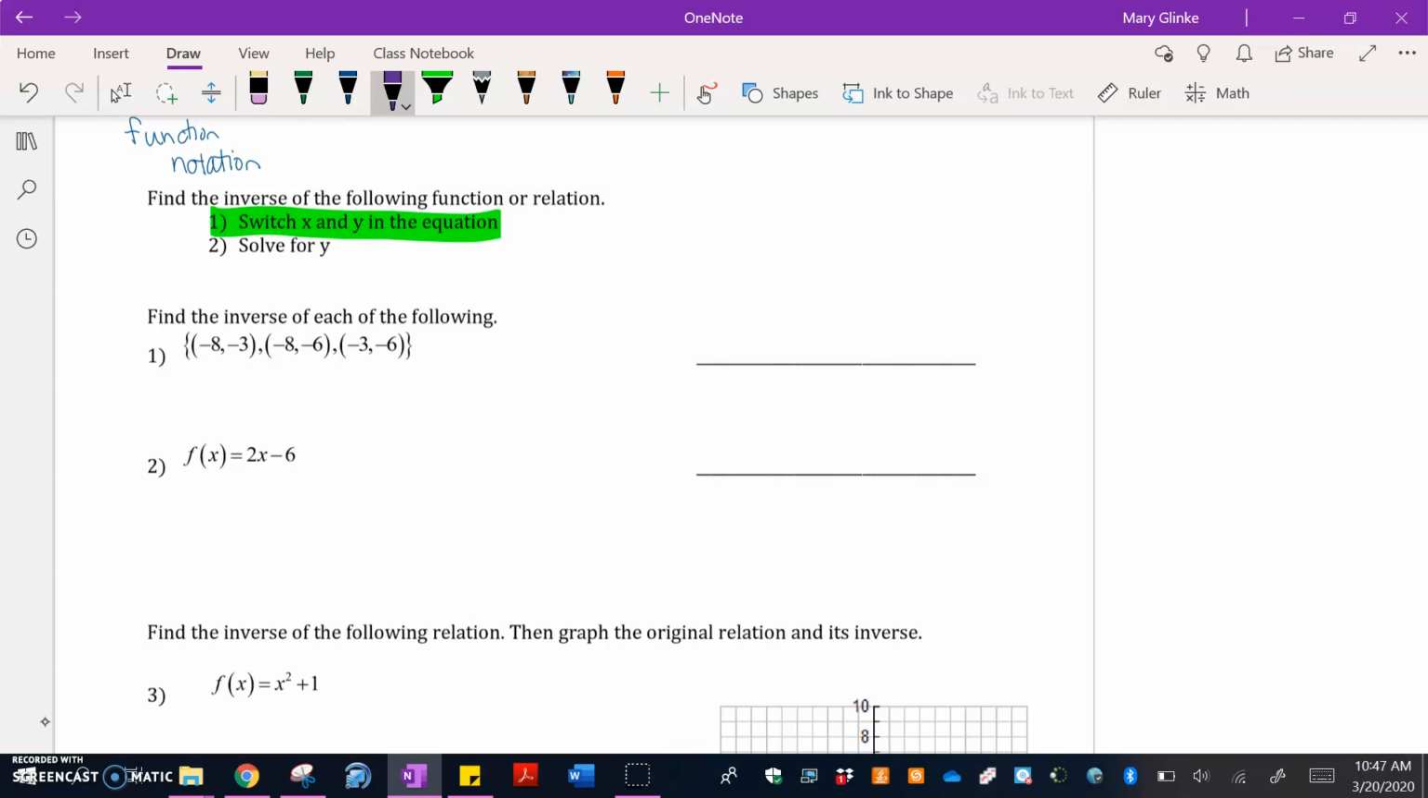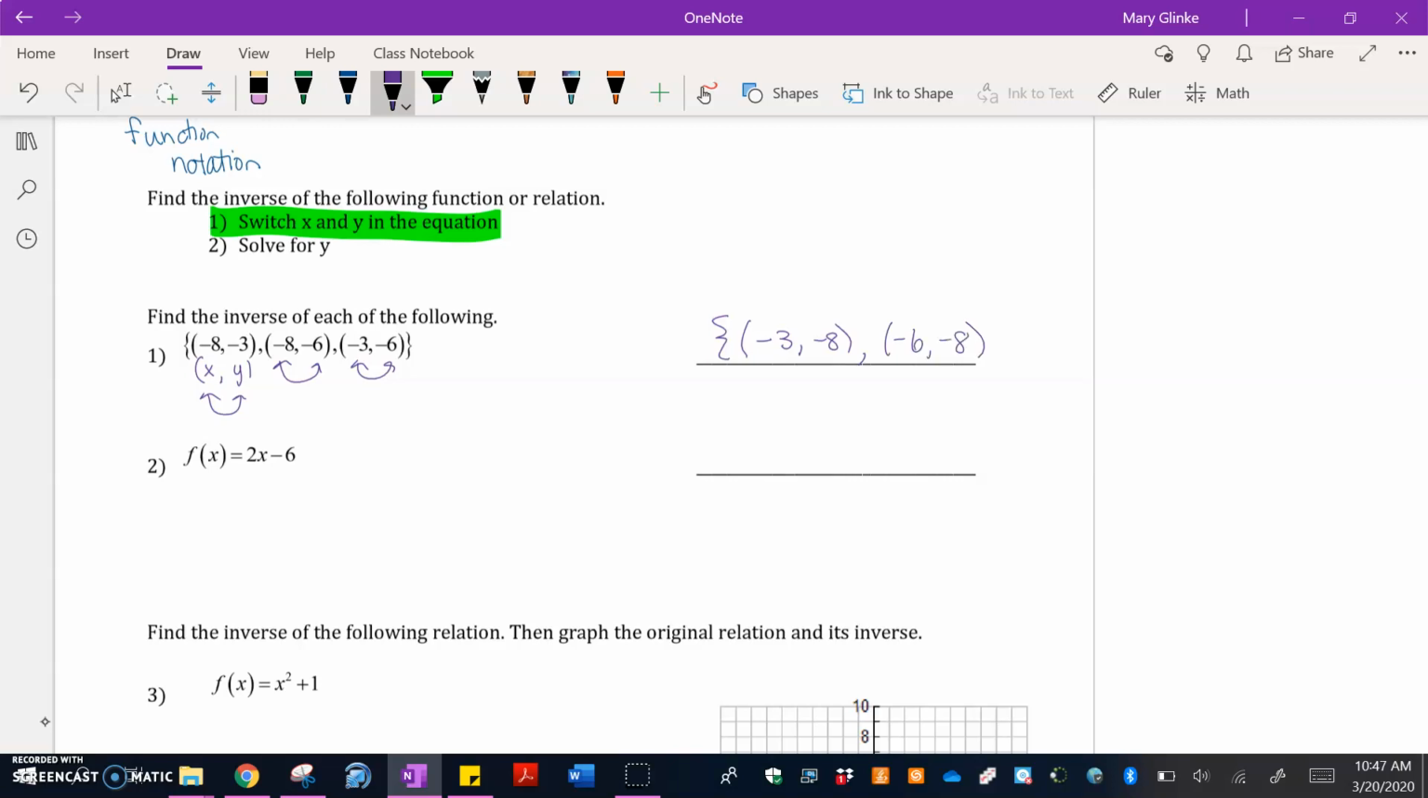So for number 1, normally you have your x and then followed by your y for coordinate points. So what we're going to do for the inverse is switch each of these, the x and the y value. And if it's a coordinate point, it's nothing other than switching those and rewriting the points. So the first point, -8, -3, becomes -3, -8. We switched our x's and we switched our y's.